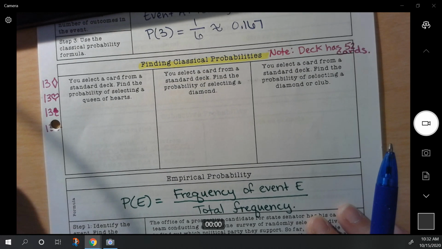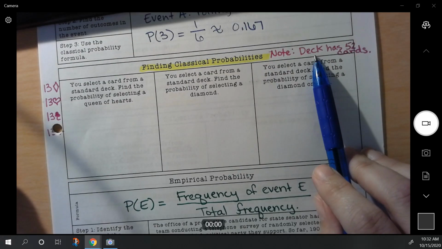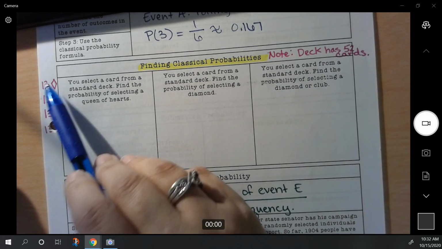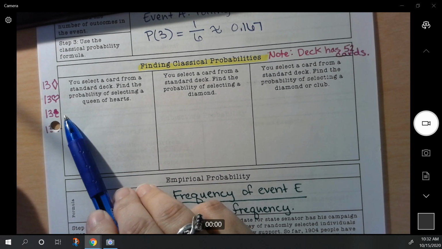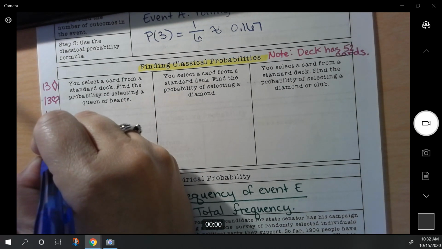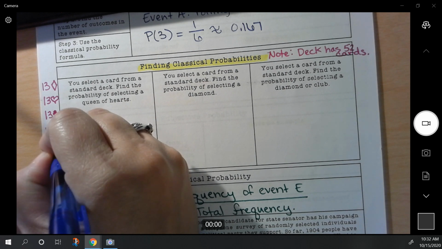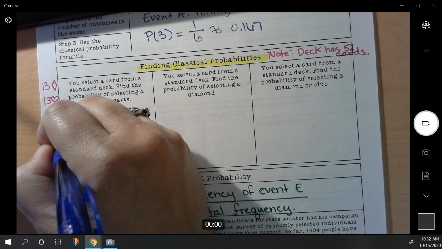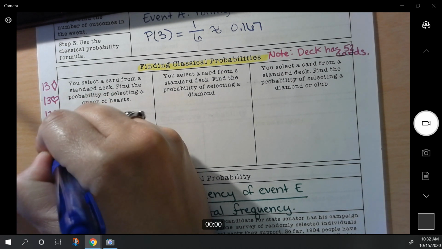Okay, so let's do some examples, finding the probability with a deck of cards. A couple things to note, because I found this out. A lot of kids don't know there are 52 cards in a deck. There are 13 that are diamonds, 13 that are hearts, 13 that are clubs, and 13 that are spades. And I don't remember how to draw a spade. Let's just write spade because I can't remember how to draw it.